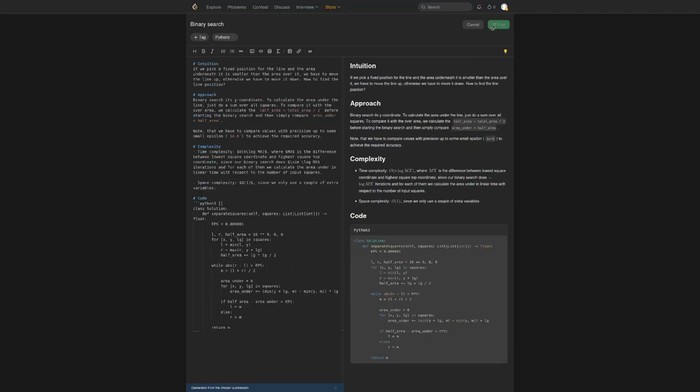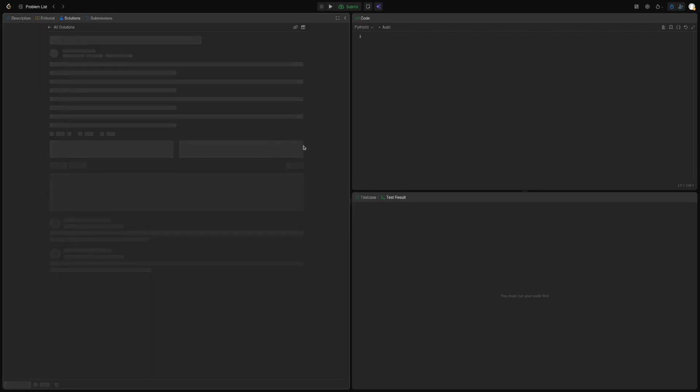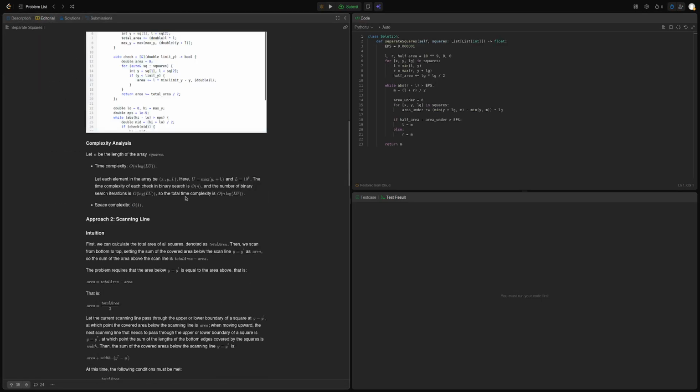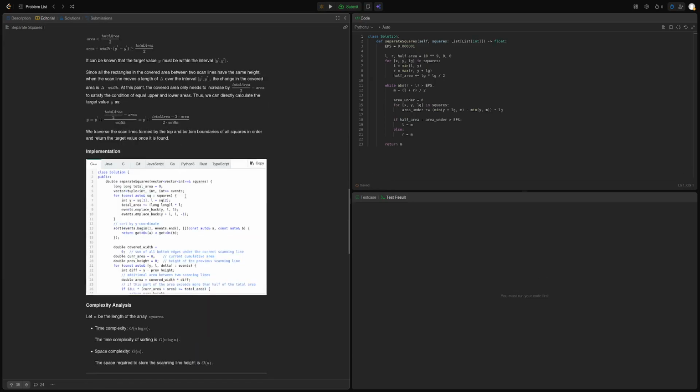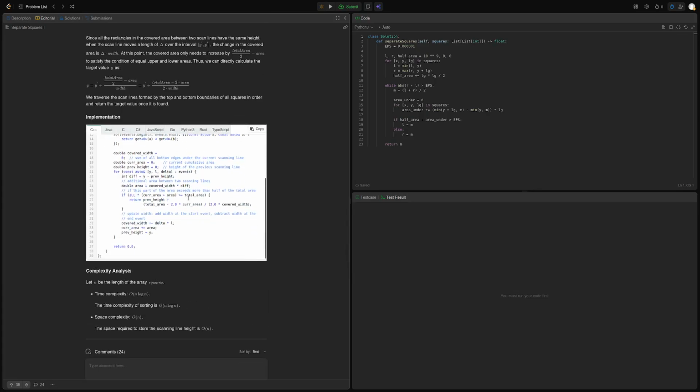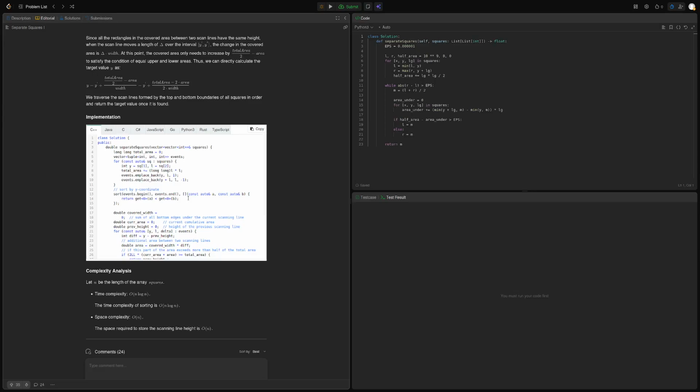And now I will take a look at the solution. It will be some tricky garbage in linear time. Let's see. Binary search, scanning line, and log n. What the hell?